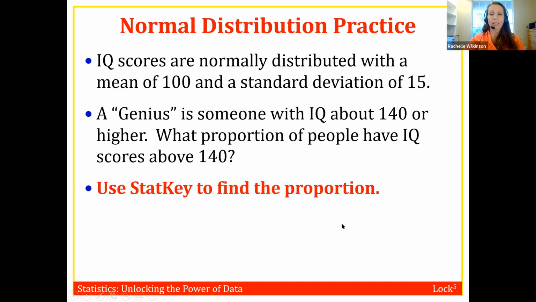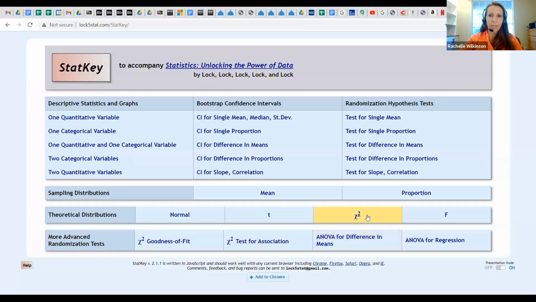All right, so now we're going to use StatKey to find the proportion. I recommend that you open up StatKey on your computer and do this along with me. So I've got to get it open on mine, and then I'm going to share my screen with you. If you have StatKey open, you'll notice that in the third clumping of stuff, the third thing down, it says theoretical distributions. The one that we're going to be looking at for now is the normal distribution. So you go to theoretical distributions, then you click on normal.